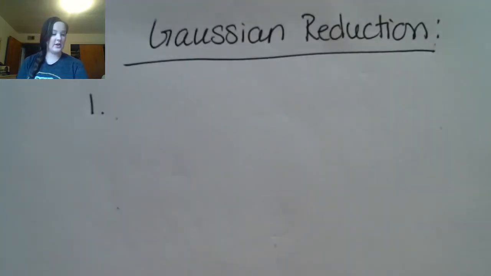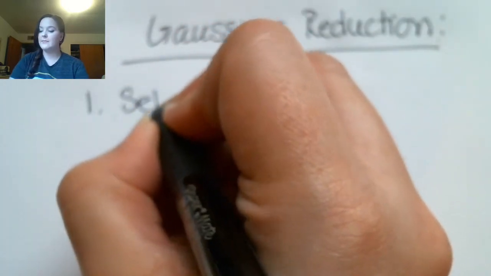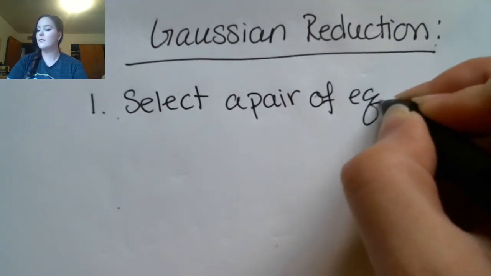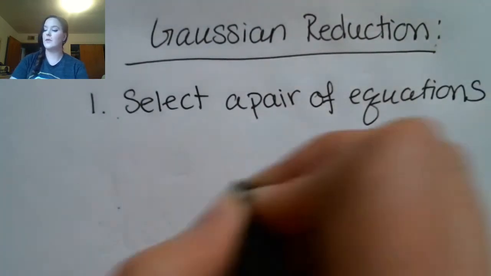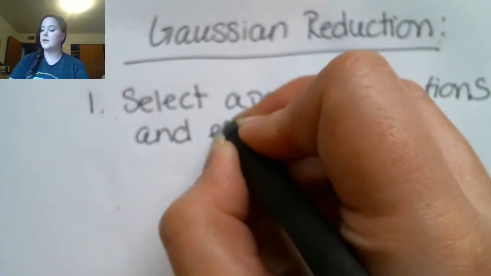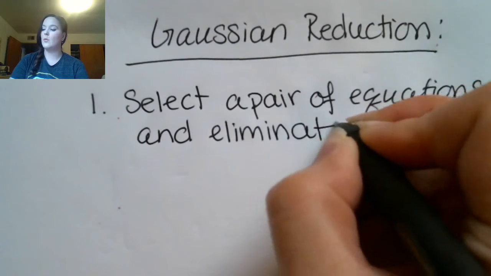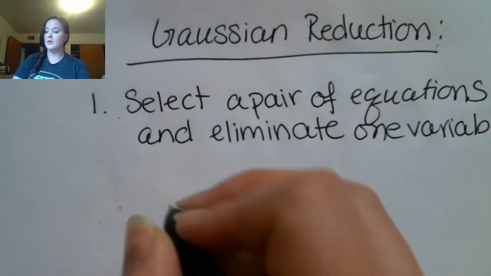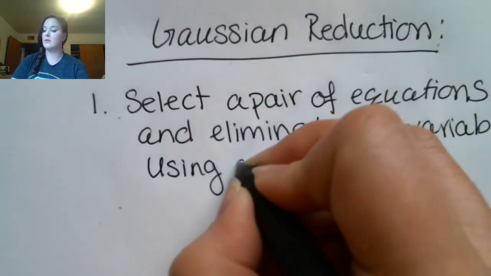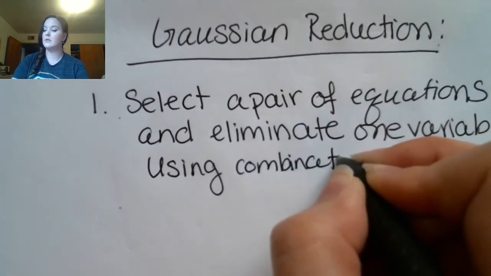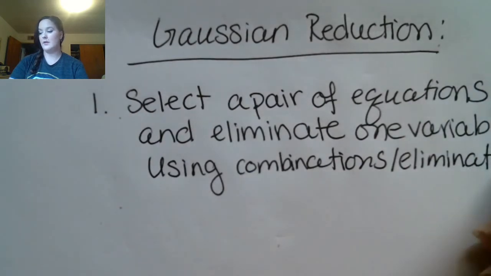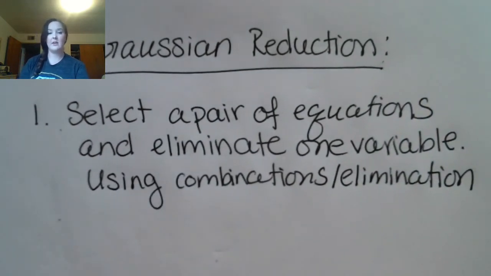So the first thing you're going to do is select a pair of equations and eliminate one variable. So here you are using combinations, or elimination, whatever you want to call it. So using that method, you're eliminating one of the three variables.